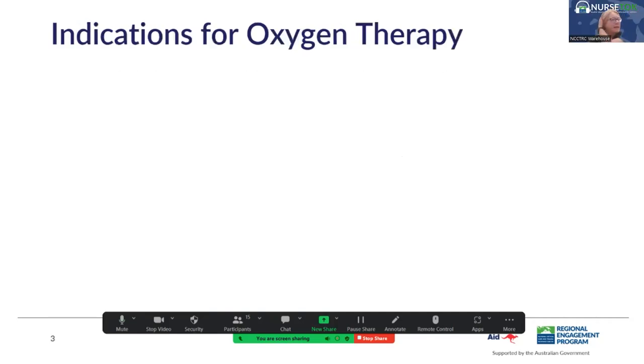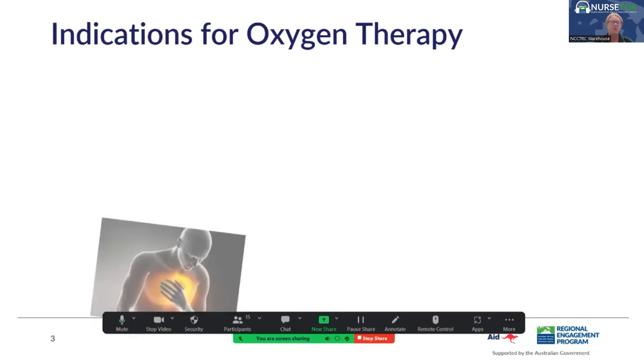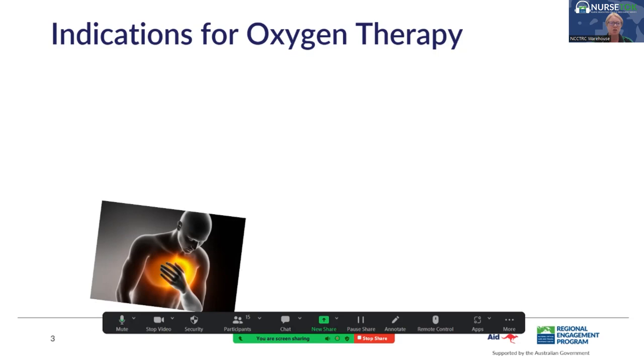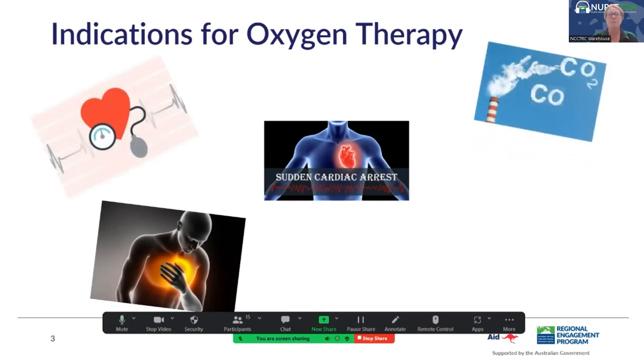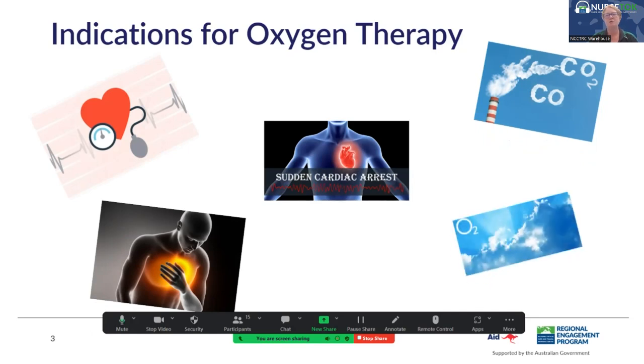Okay, so some of the indications for oxygen therapy. Well, there are a number of reasons why we give oxygen in the hospital. I'm going to run through these quickly. So chest pain is probably one of the most obvious situations where we give oxygen. Obviously, sudden cardiac arrest. And for people with, so you're going to hear type 1 and type 2 respiratory failure talked about quite a lot in this presentation.